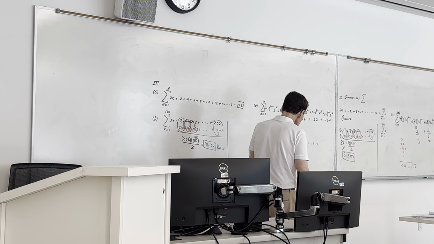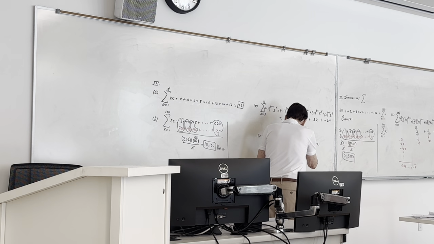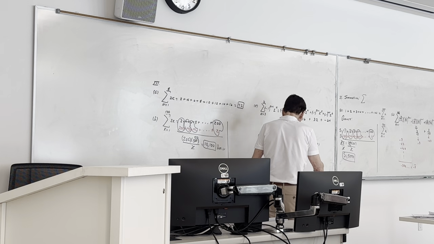75 subtract 7 is 68. What's the next term? How much? 65. And you go on and on until you reach the one down here, and I know that should be a negative 4.